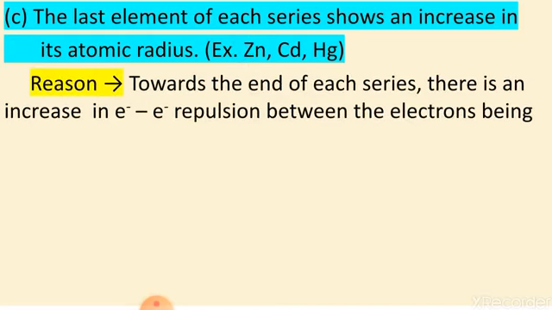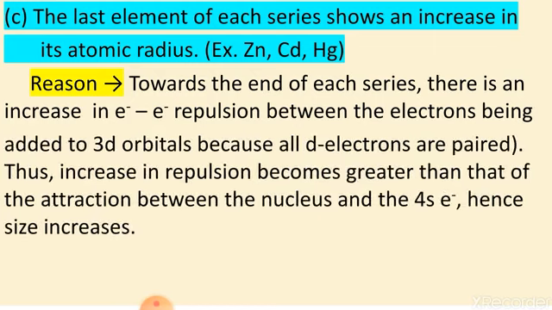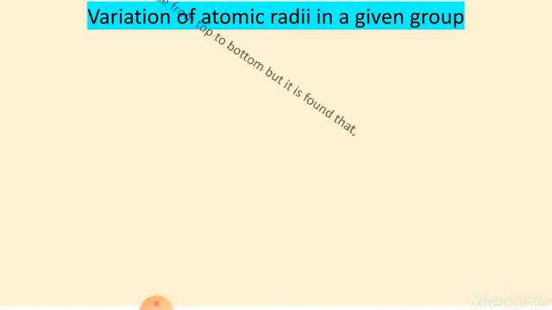So again here, towards the end of each series, there is an increase in electron-electron repulsion. This is due to filled orbitals, between the electrons being added to 3d orbitals in case of the 3d series. Because all d electrons are paired, the increase in repulsion becomes greater than that of attraction between the nucleus and the 4s electron, hence size increases. So these are the reasons and their variation in periods.